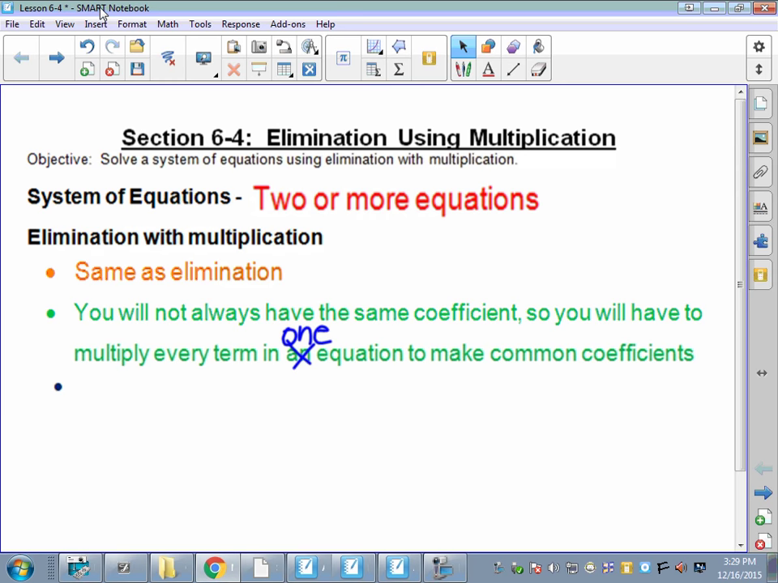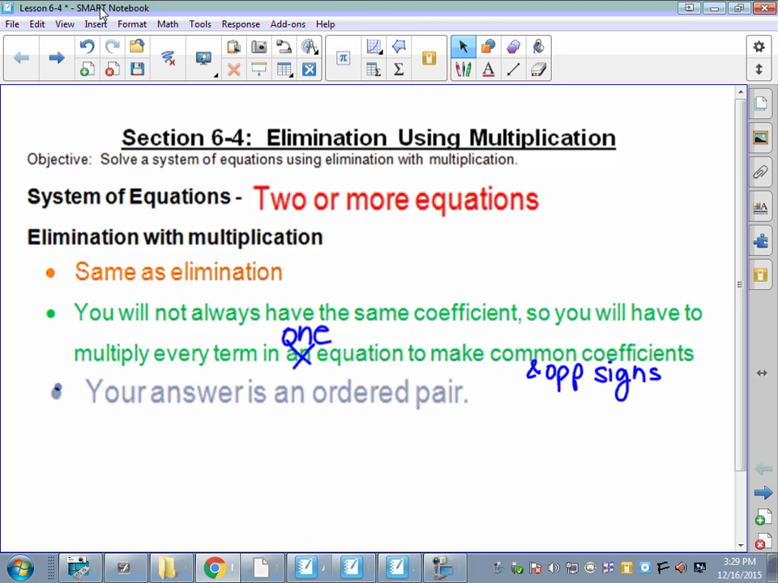Remember opposite signs. We want one of those coefficients to be a positive, one to be a negative, so when you add straight up and down, you can cancel those guys right out. And of course, your answer is an ordered pair. If we graph these, it would be where those two lines intersected on a coordinate plane.